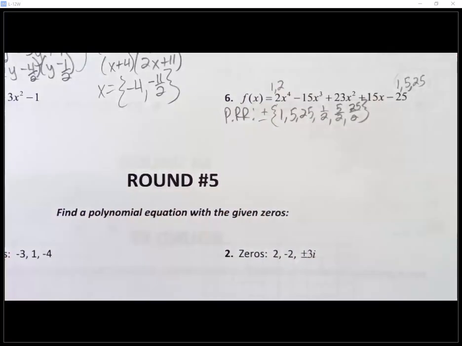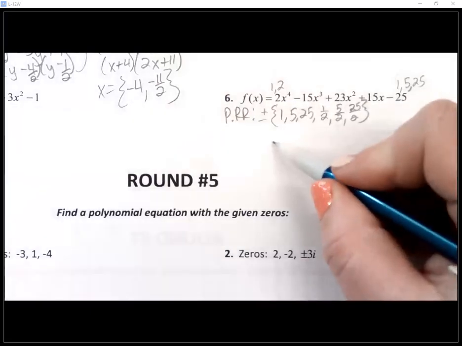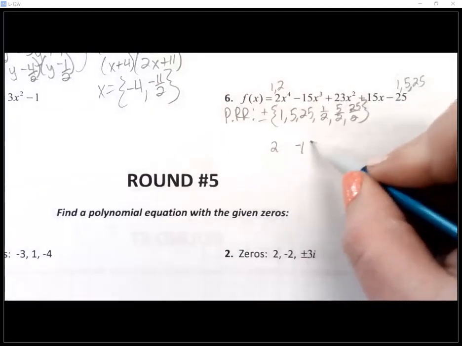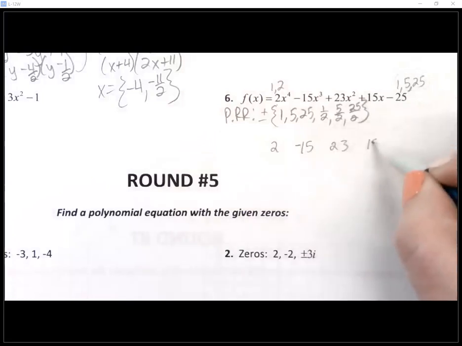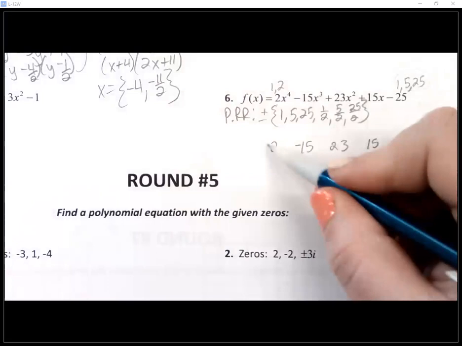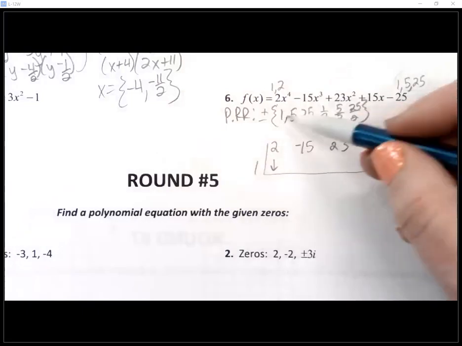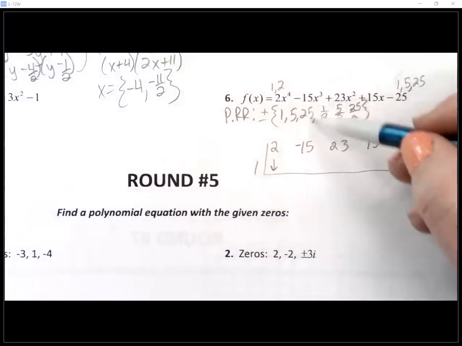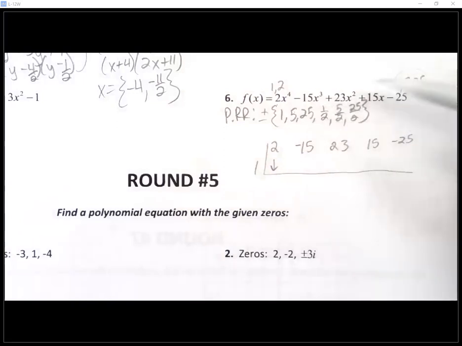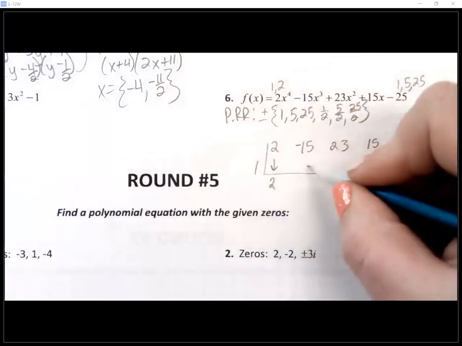I don't suppose anybody has found one that works already, have you? Let's see, I'm going to drop down my numbers. 2, negative 15, 23, 15, and negative 25. As soon as I feel like one of my numbers isn't going to work, I'm going to stop. So I'm just going to literally start with 1, then I'll try -1. Then I try 5, then I try -5. Then I try 25, then I try -25. If I have to try the fractions, I'll try the fractions. Someone in this list should hopefully work. All right, so first person to find it, let me know. So 5 works? Oh, thank you.